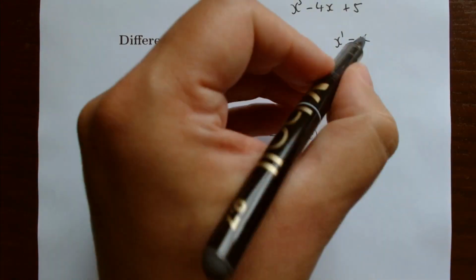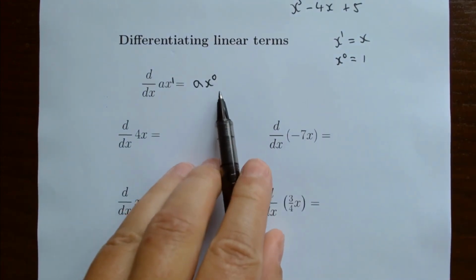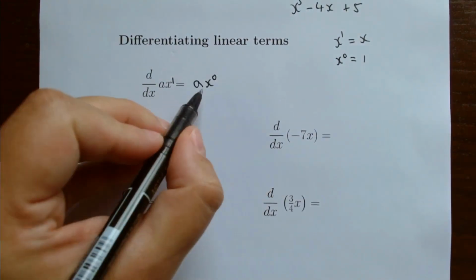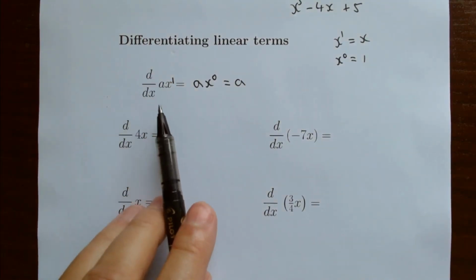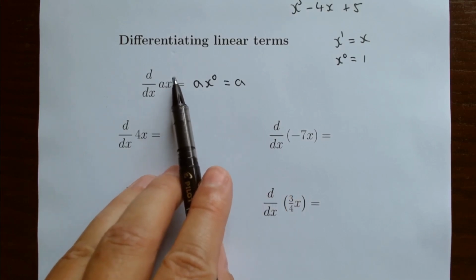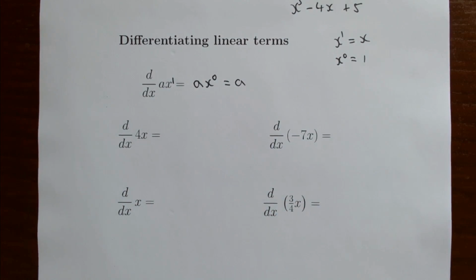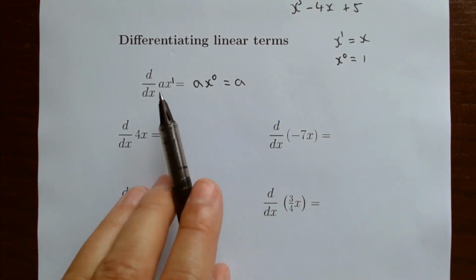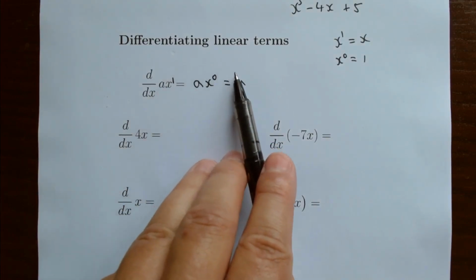And then anything to the power of 0 is always 1. So this is just a times 1. It's an a. So the derivative of ax is just a. The x cancels, becomes a 1. And in general, when you're differentiating, you can miss out all these steps. You just go from here directly to here.